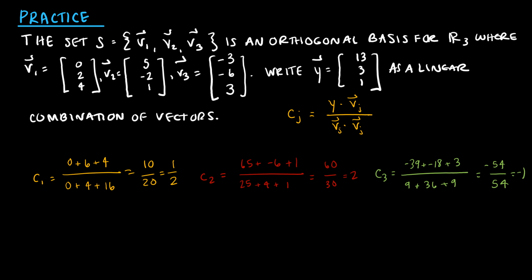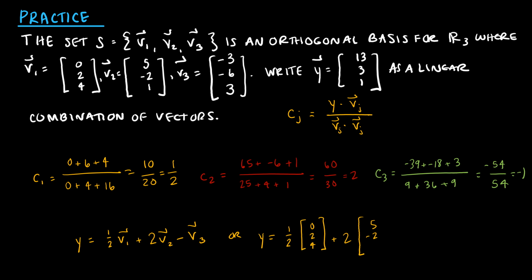Which means if I'm to write y as a linear combination of vectors, then y is equal to 1/2 v1 plus 2 v2 minus v3. Or, again, more preferable, actually using the vectors: 1/2 times 0, 2, 4, plus 2 times 5, negative 2, 1, minus negative 3, negative 6, 3. That's all we've got to do.